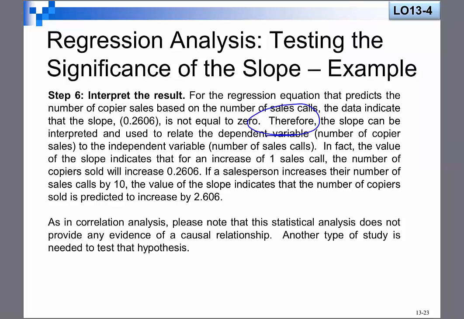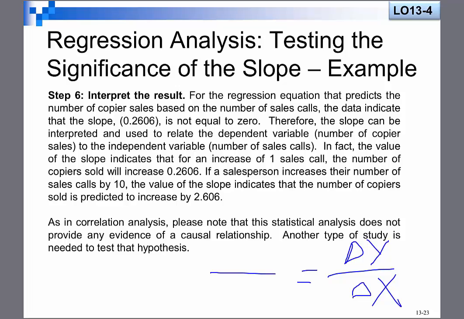The slope can be interpreted and used to relate the dependent variable, number of copier sales, to the independent variable, number of sales calls. In fact, the value of the slope indicates that for an increase of one sales call, and this is nothing terribly exciting, right? Change in Y over change in X. Okay? When we look at this, this is what we kind of have to see.